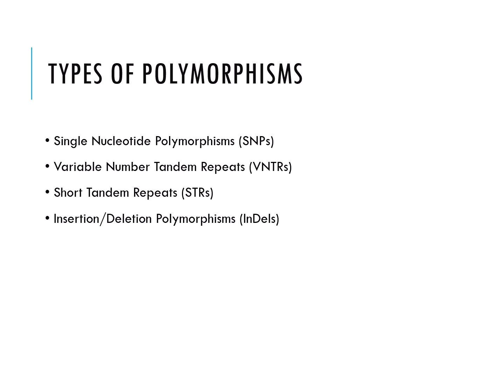When we see the types of polymorphism, they are single nucleotide polymorphisms, usually called SNPs, variable number tandem repeats, VNTRs, short tandem repeats, STRs, insertion deletion polymorphisms, indels, and inversion polymorphism.